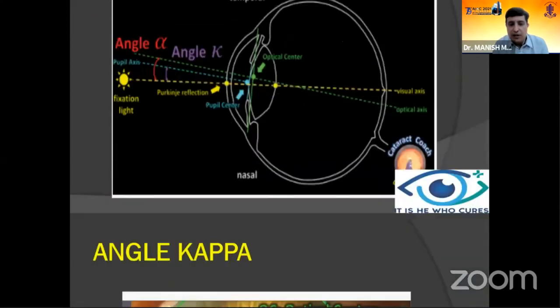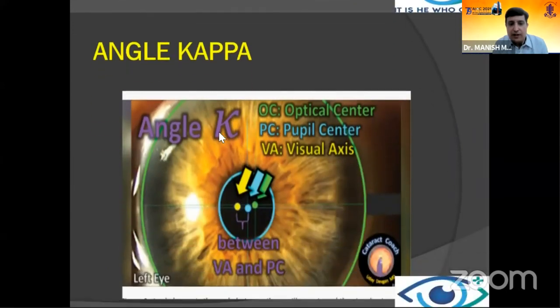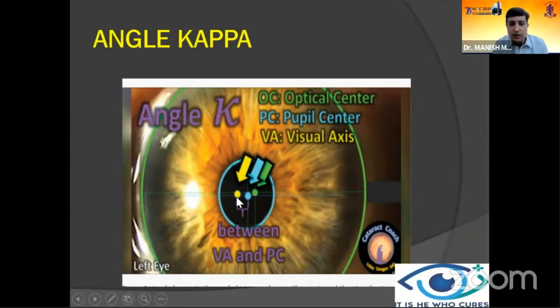If you look at this diagram, you will find that in the center, you have the visual axis here, and then the center of the pupil here. So the center of the trifocal intraocular lens should be in the center here.